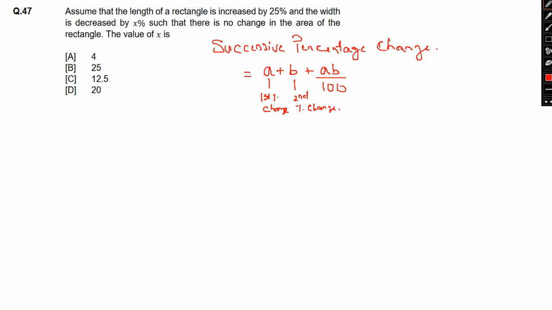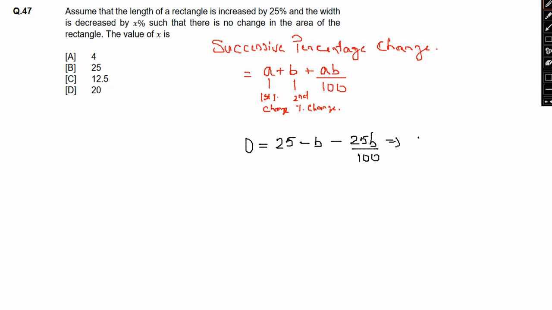Okay, so now if we take this in conjunction with the question, we see that overall no change in area occurs. So the successive percentage change overall is 0. Now, 0 will be: first we increase the length, and now we have to decrease the breadth. So 25 minus b, minus ab, that is minus 25b by 100. Okay, so this is what we have. Why? Because b is decreasing, so we are changing the sign.